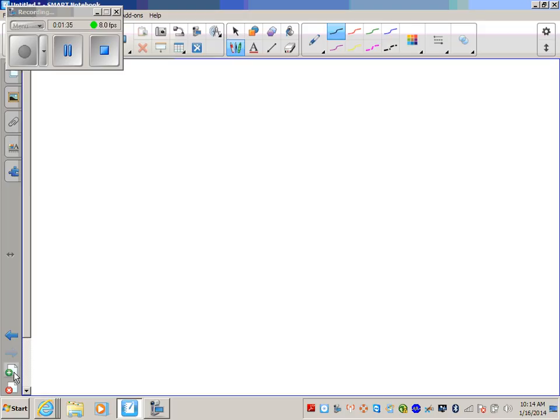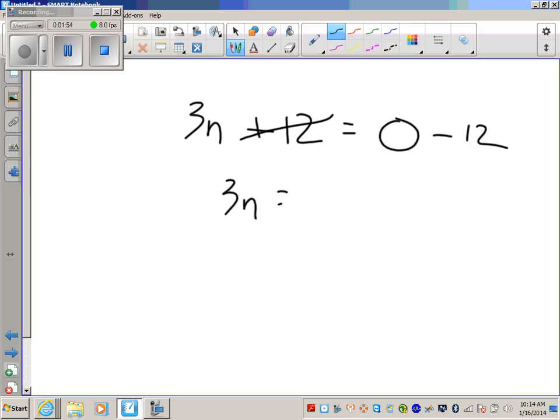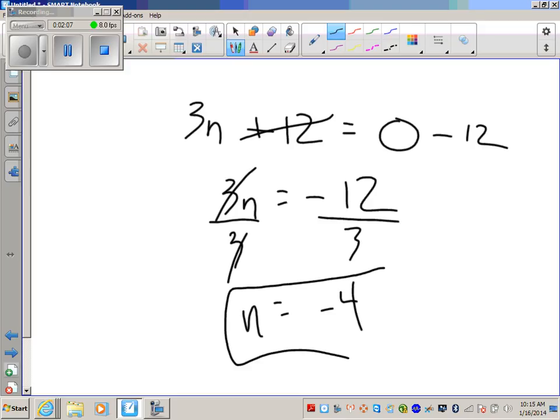And well, something like this. Two-step equation. Mark. Subtract 12 from both sides, which would leave you with 3n is equal to -12. Divide both sides by 3. n would equal -4. 3 times -4 is -12. -12 plus 12 would equal 0.